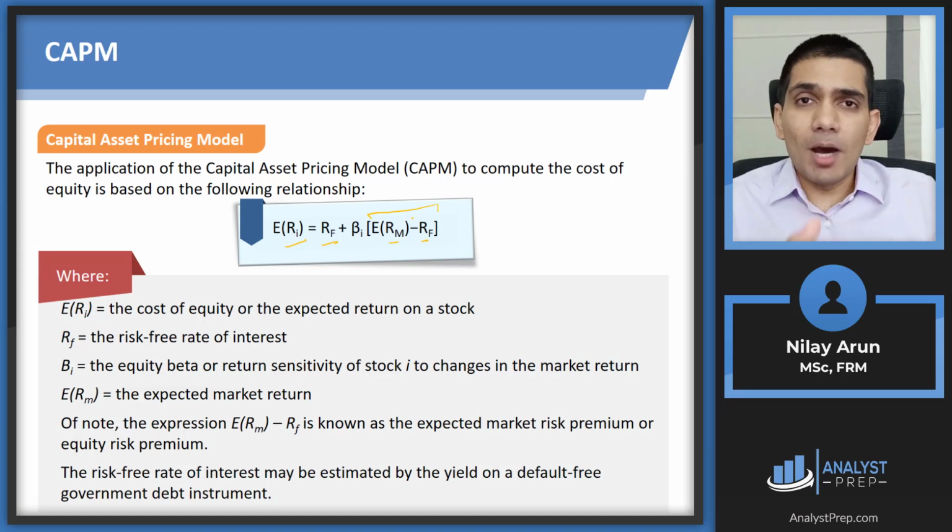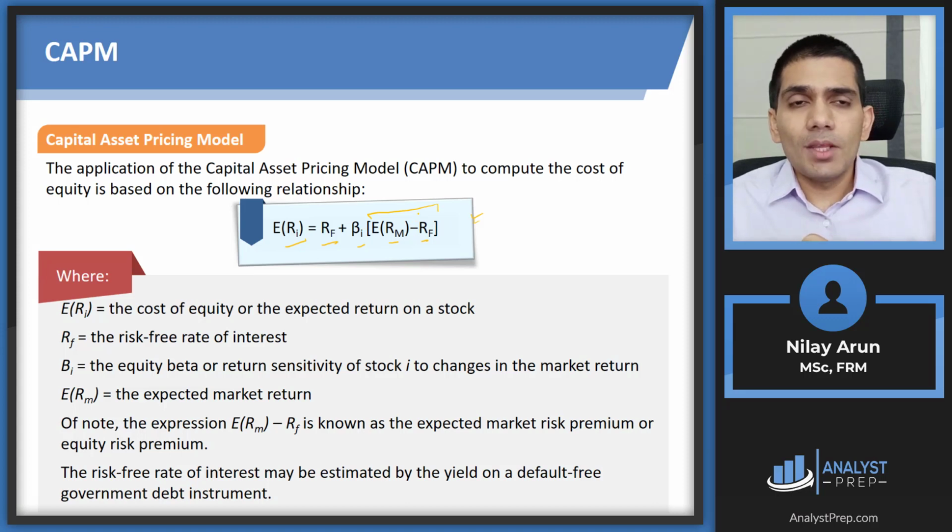Either call it MRP, the market risk premium, or the equity risk premium, and you multiply that with the multiplier that we just saw, that is the beta. So RF plus beta times (ERM minus RF) is the expected return on the asset or on the stock. As we said, this is an essential formula. You must remember this. Now, just one point before we move on to the example.